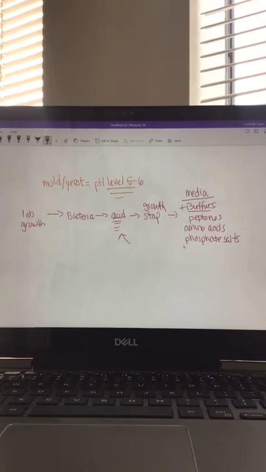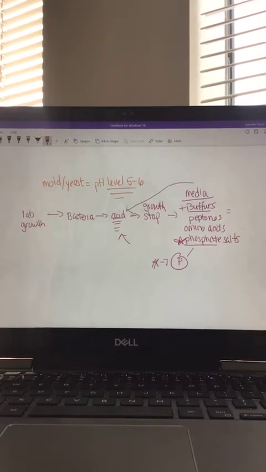Now, phosphate is a good one because it has phosphorus in it, and phosphorus is one of the essential nutrients that bacteria would need to grow. So this one is a good one to use as a buffer, and it will neutralize the acid and then increase growth.